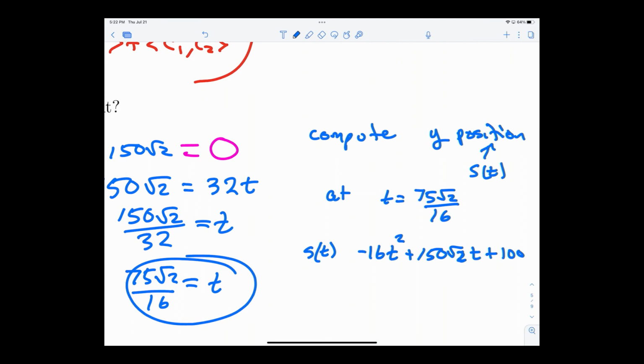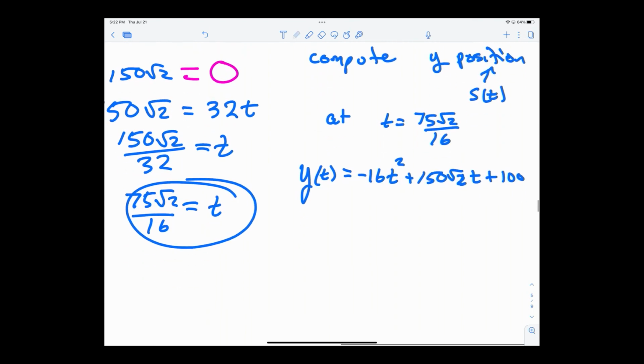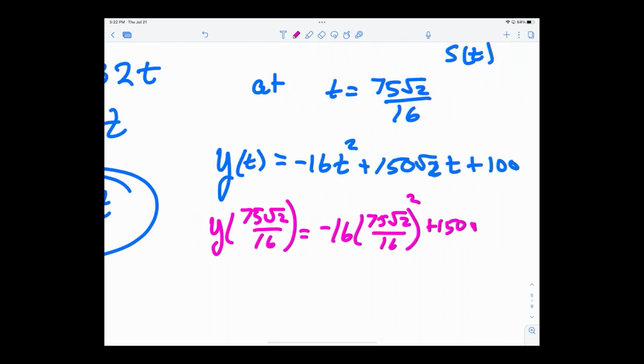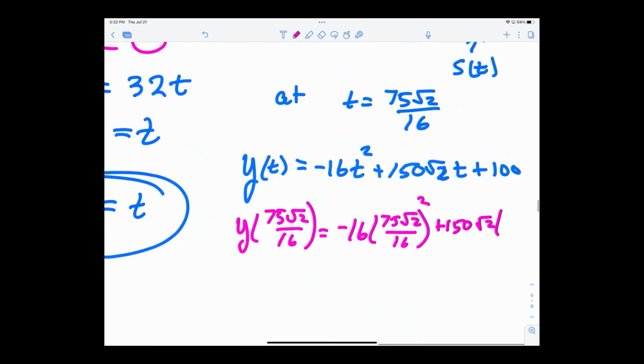Y component of that, actually. So I'm going to call it y of t. And we just need to plug that number in. So we just need y of 75 root 2 over 16: negative 16 times 75 root 2 over 16 squared, plus 150 root 2 times 75 root 2 over 16, plus 100.